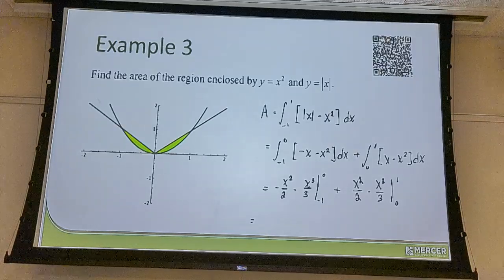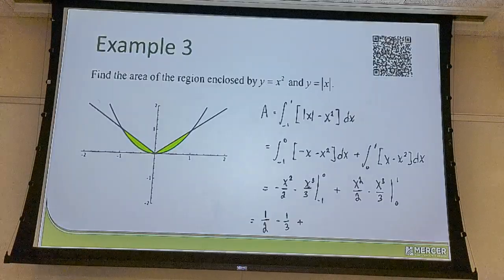Zero squared. -1 squared. 0 minus 1 times -1/2. Means 1 half. 0 cubed. 0 minus -1 cubed, which is -1. 0 minus -1 is 1, times -1/3, so minus 1/3.